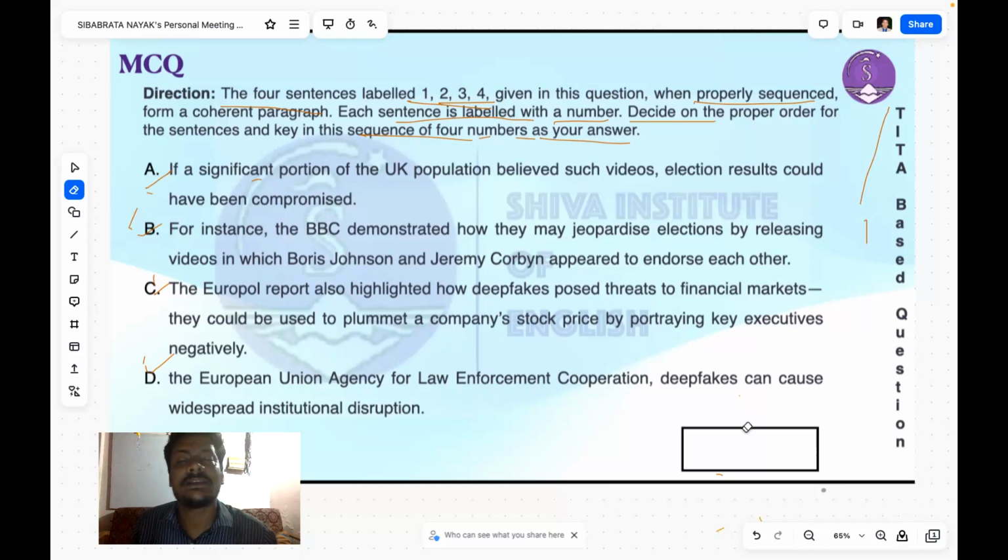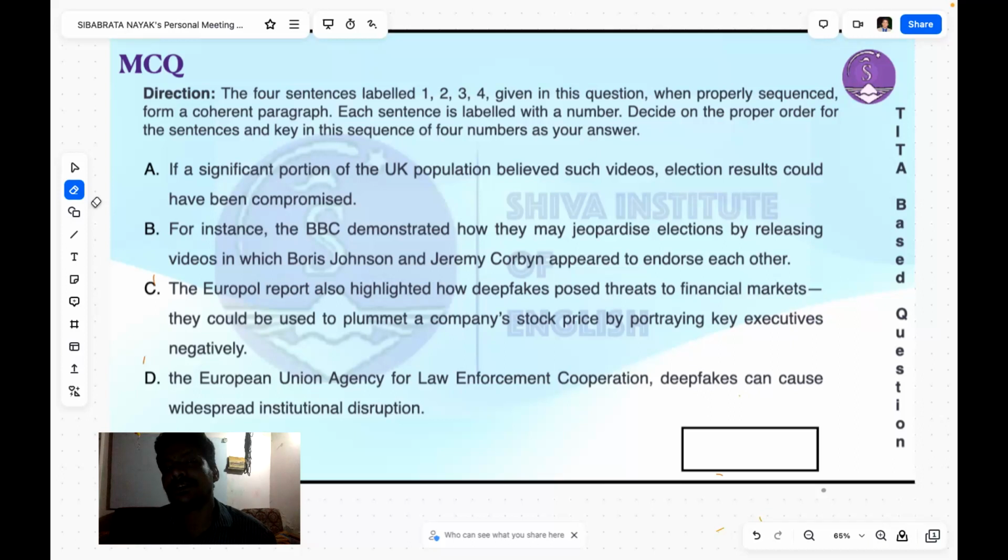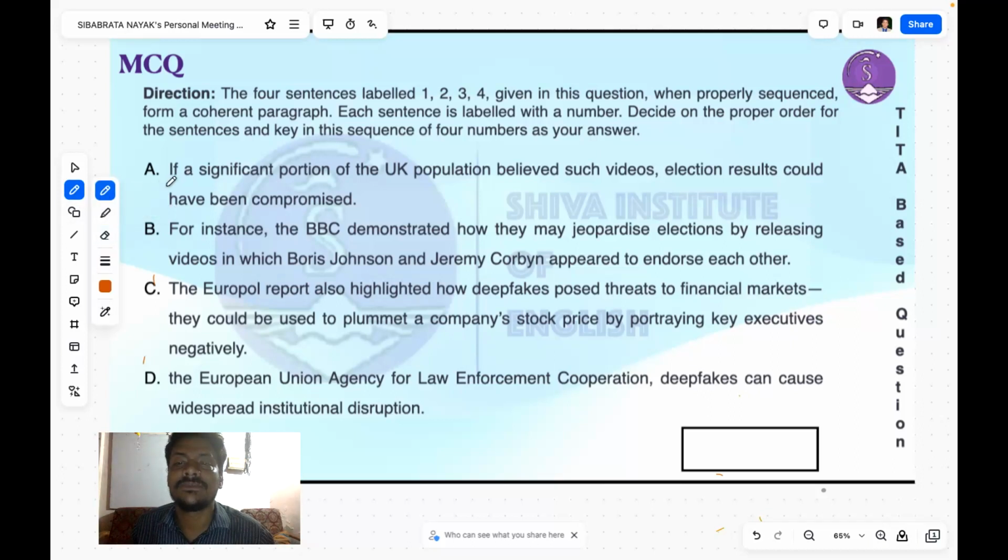Now let's come to the question here. What does the question point out here? As you must have understood what this parajumble question is all about, we need to put the sentences in a proper order, and we'll write the sequence in the box given below. Now let's go to the first sentence and read it.